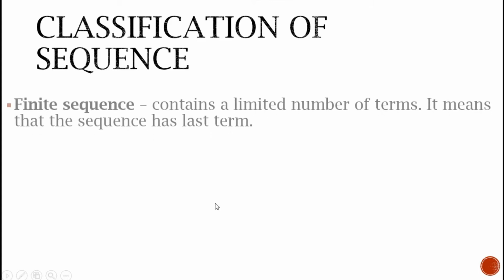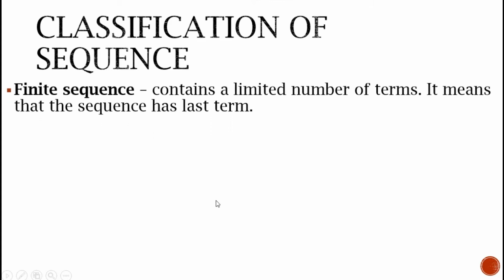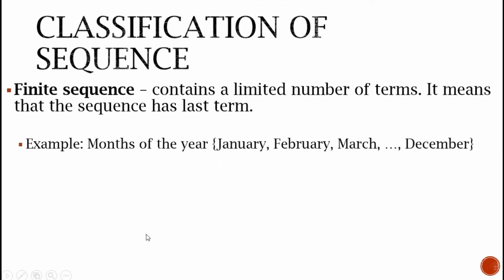So, there are two classifications of sequence. The first one is the finite sequence. It contains a limited number of terms. It means that the sequence has a last term. So let us take this as an example. The months of the year. So we have January, February, March, and the last term or the last month of the year is December. So that is an example of a finite sequence.